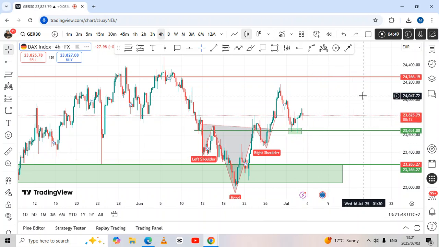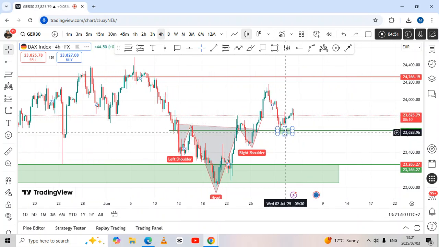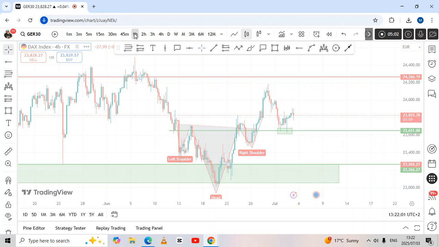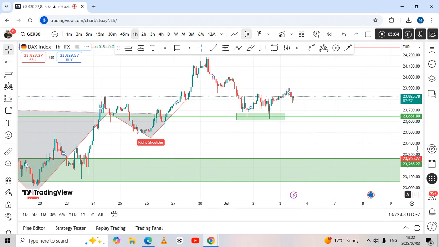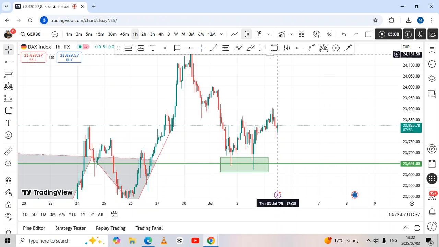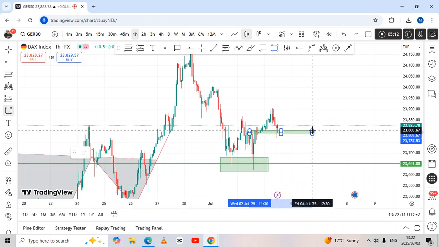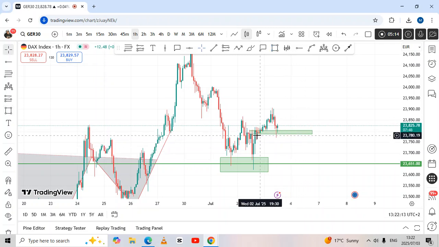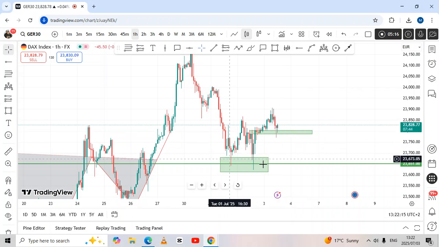So yesterday price printed this low, and then if I go down again on a lower time frame, now that we know that price should be going to the upside, we go on the 1 hour time frame and start searching for psychological levels. This is my psychological level because we have a breakout and a retest, and also this is the pattern that I was talking about.